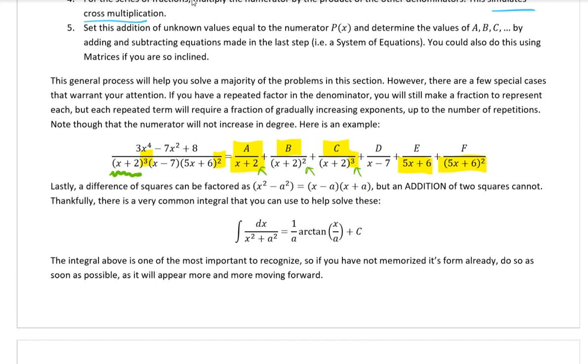Lastly, although a difference of squares can be factored, a difference of squares is equal to x minus a, x plus a. Even though you could do that, you can't do an addition of 2 squares. But there is a very famous, I will say, integral that you often will see. That's the integral of dx over x squared plus a squared. That will give you 1 over a arctan of x over a plus c. We talked about this before back in 7.1, that this is going to be an integral you're going to need to know, and it will come into play even more now and more moving forward. So if you haven't already gotten this integral down, please do so as soon as possible.